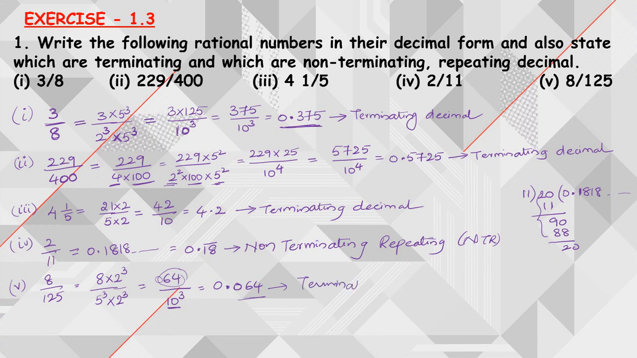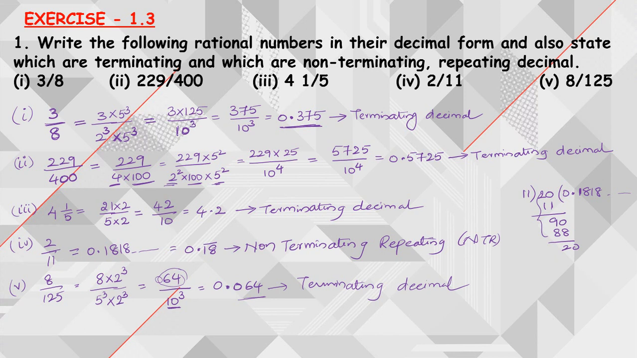So among all these, what can we say? The first, second, third and fifth are terminating decimals because the denominator contains 2 power n into 5 power m form, whereas the fourth one has 11 in the denominator, which means it does not have 2 power n into 5 power m form in the denominator. So that's why it is a non-terminating repeating decimal, right?